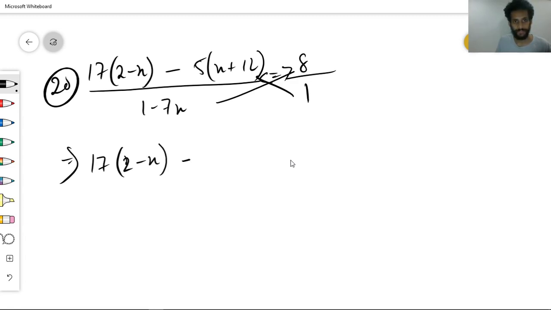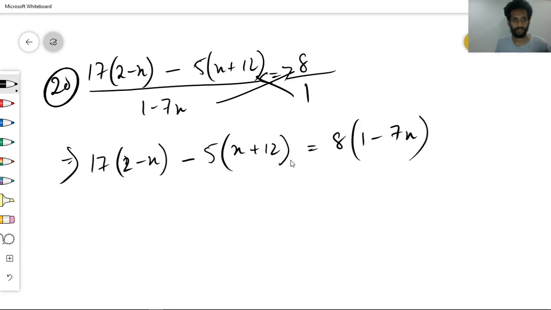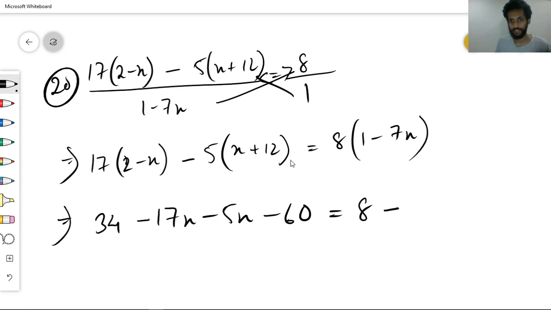2 minus x, 5x minus x plus 12. Only here it will be changing, so it will be this. So I will not be doing the middle step, just do it. 17 into 2, it will be 34. Here it will be 17x minus 5x. Here it will be minus 60. Here it will be 8. Here it will be 56x.